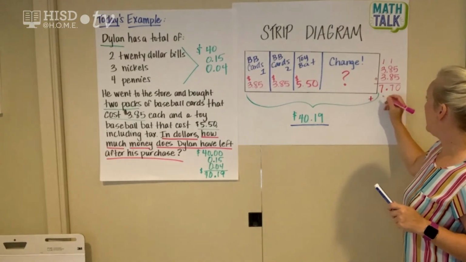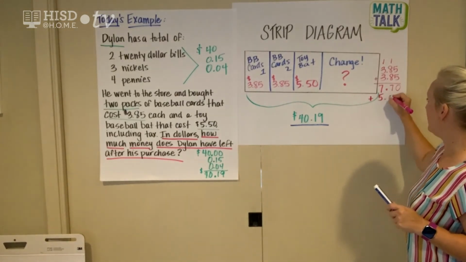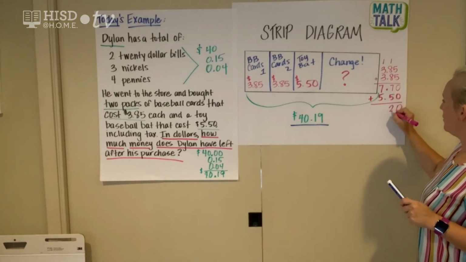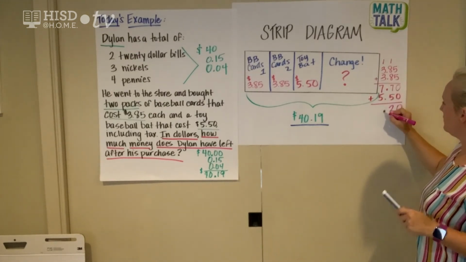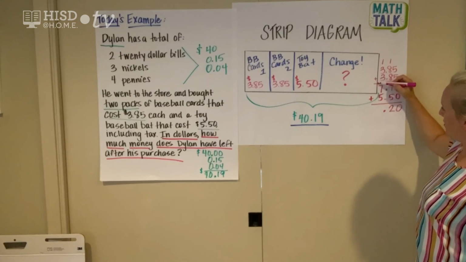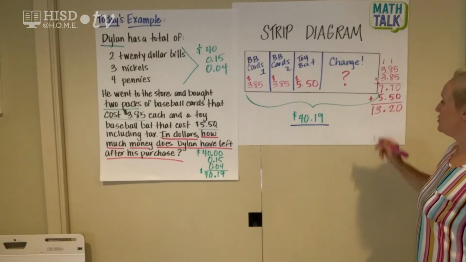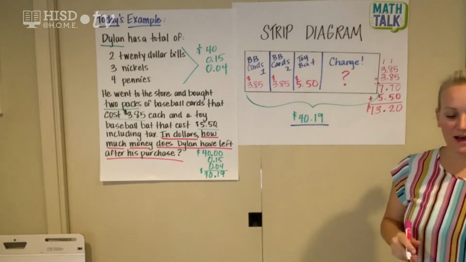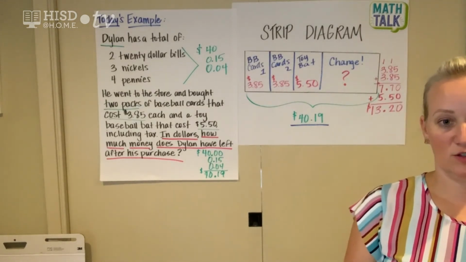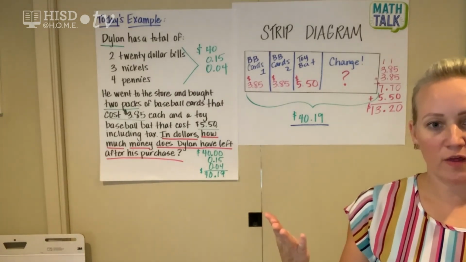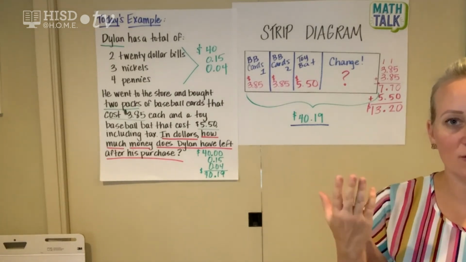Now I have to add the toy bat, which was $5.50. 7 plus 5 is 12. Carry the 1. 1 plus 7 is 8, plus 5 is 13. So $13.20 is how much money he spent. So we know how much he spent, we know how much he started with, and that can give us the change. So that's all there's left.